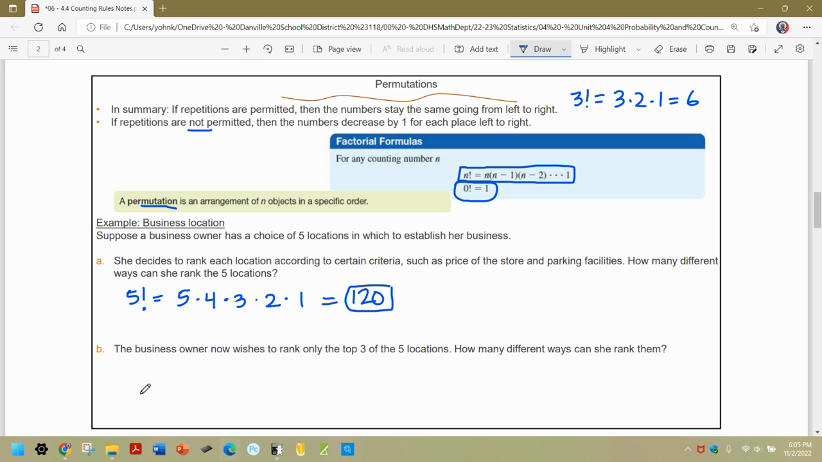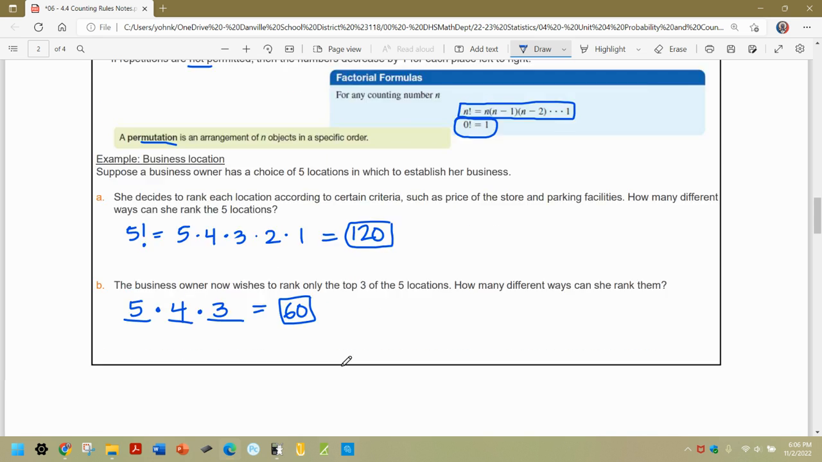All right, part B, the business owner now wishes to rank only the top 3 of the 5 locations. How many different ways can she rank them? Well, in this situation, we're not arranging all 5. So let's arrange the top 3. Here's the spots for the top 3. Well, there are 5 locations to choose from as the top 1. There are 4 locations left to choose from for top 2. And then there are 3 locations left to choose from for third place. Multiply these together and I get 60 ways I can rank 1, 2, and 3. Awesome.